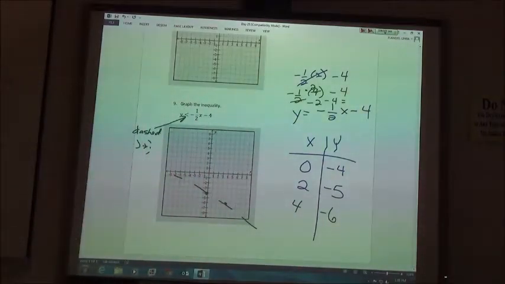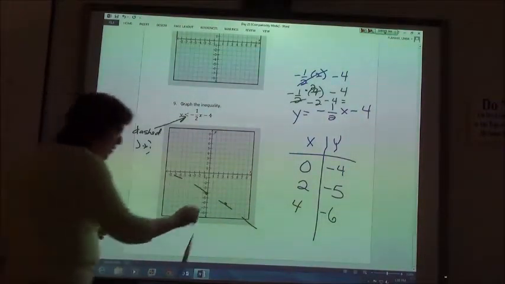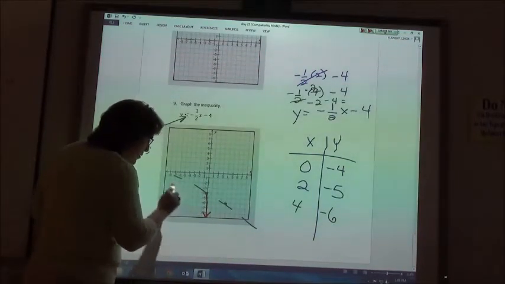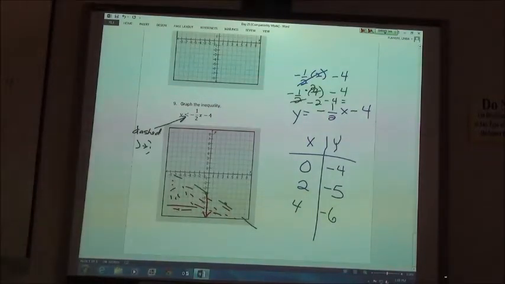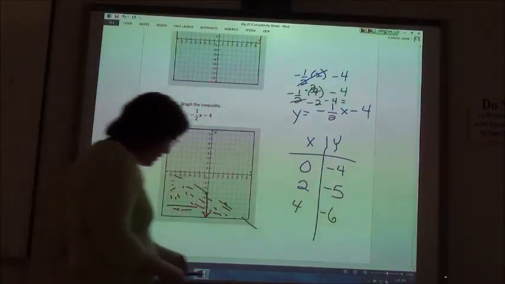And then I have to figure out my shading. Y is less than my line, so should I shade above that line or below that line? Below. Here's my y-intercept. If I go straight down, I'm shading down here. And that's what my graph would look like then. That must be the end of chapter 4.